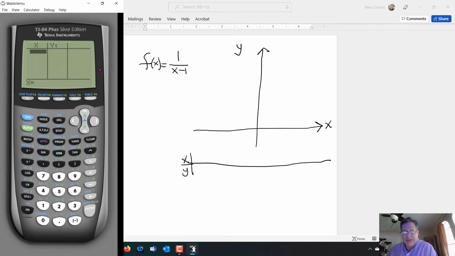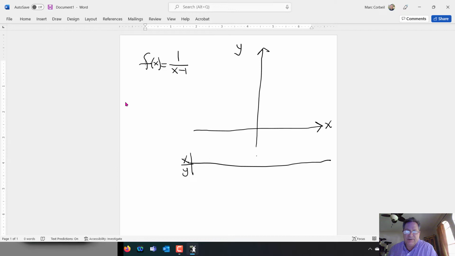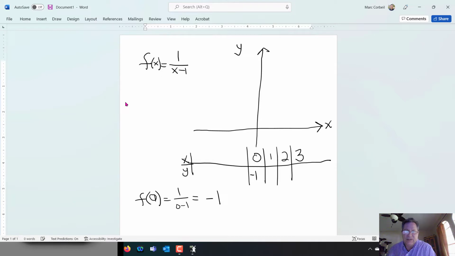I'm going to do it down the side as well. I'm going to look at some clear values that I want to deal with, like 0, 1, 2, and 3, as go-to values of my function, and I can do them by hand. That's not going to be a hard thing to do. F of 0 is 1 over 0 minus 1. That's going to be 1 over minus 1, or minus 1. I can put that on my graph here.